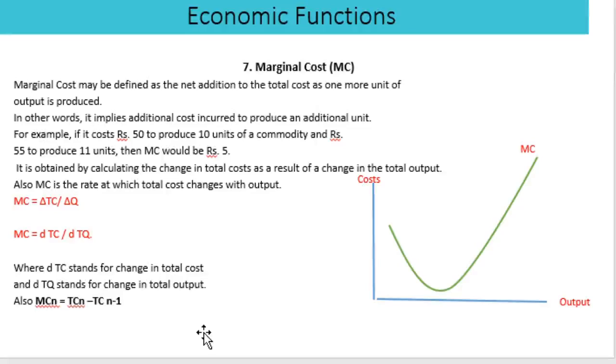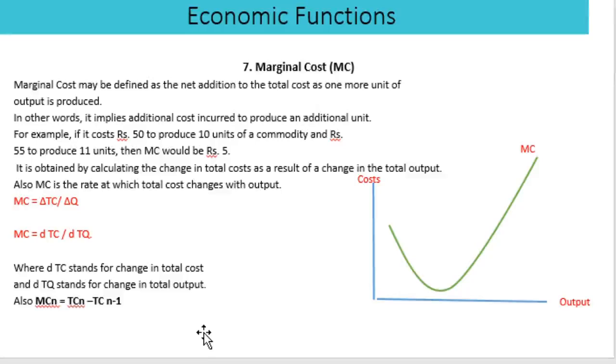Next cost is the marginal cost. Marginal cost may be defined as the net addition to the total cost as one more unit of output is produced. In other words, it implies the additional cost incurred to produce an additional unit of output. If it costs rupees 50 to produce 10 units of the commodity and 55 to produce 11 units, then marginal cost would be 5. It is obtained by calculating the change in total cost as a result of change in output.